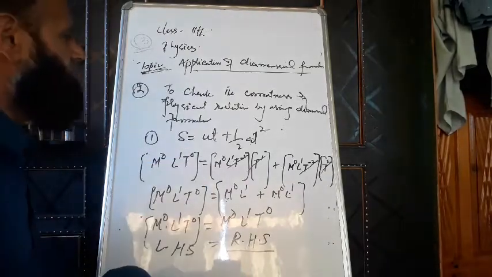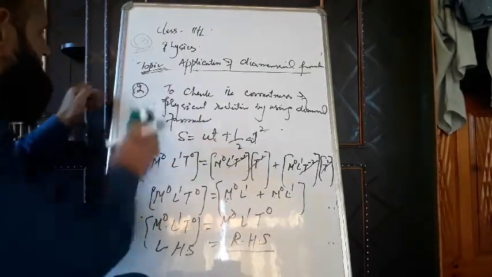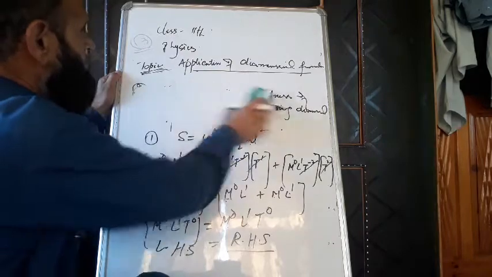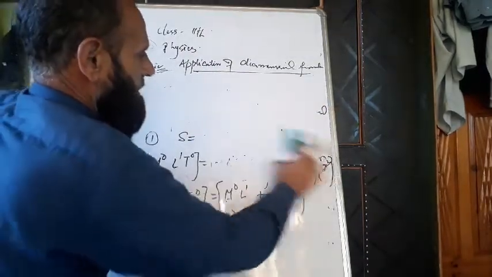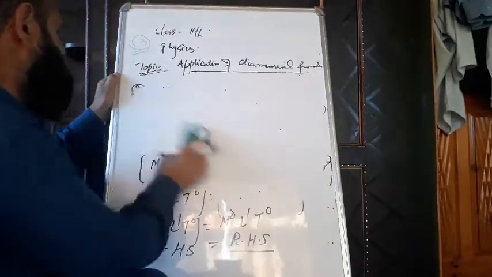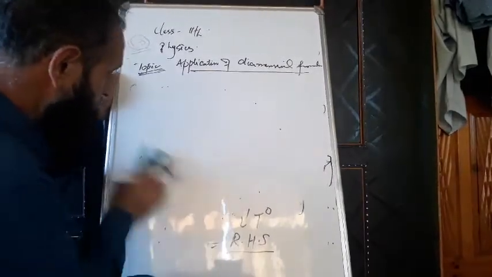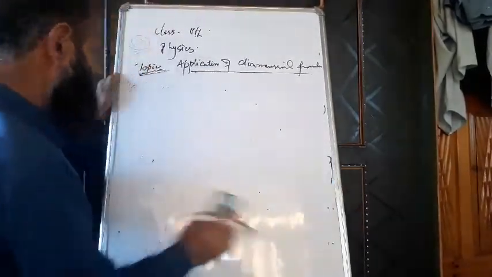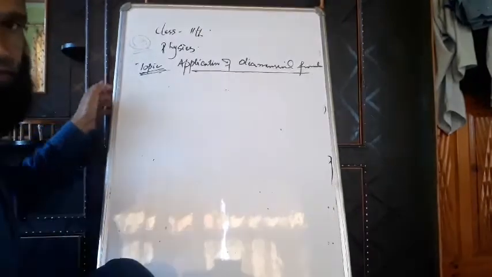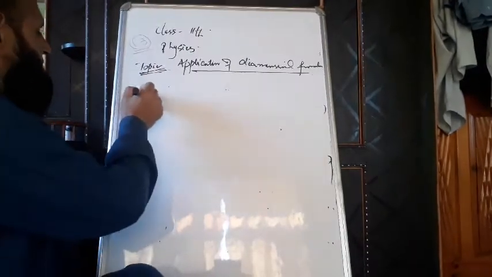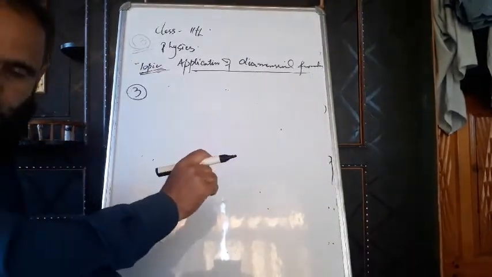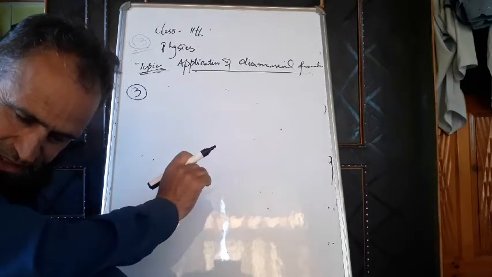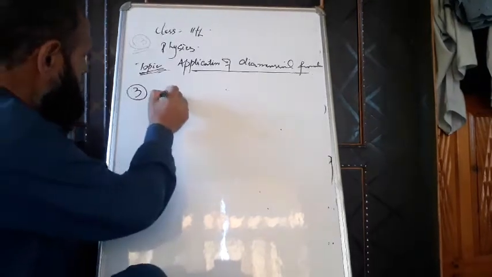We can take many other relations which are dimensionally correct by using this dimensional formula to check the correctness. Okay. Now let me take our third application of this dimensional formula. Third, to derive the relation among the various physical quantities.